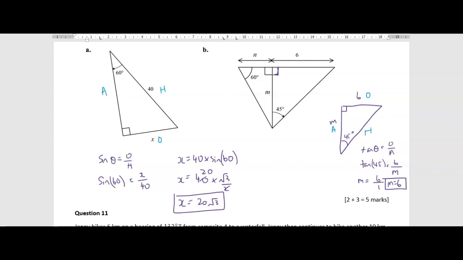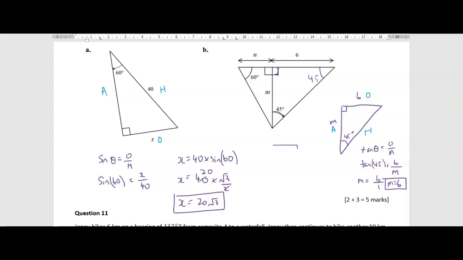Now when you think about it, we didn't have to really do the calculation there because this being 45 degrees here means this is also 45, making it an isosceles triangle. So m is going to be the same as this side, which is 6. Okay, but there's the working out if you didn't know that.